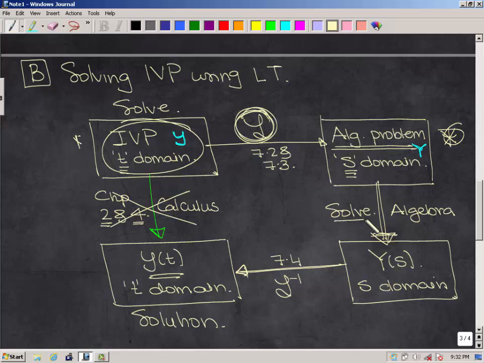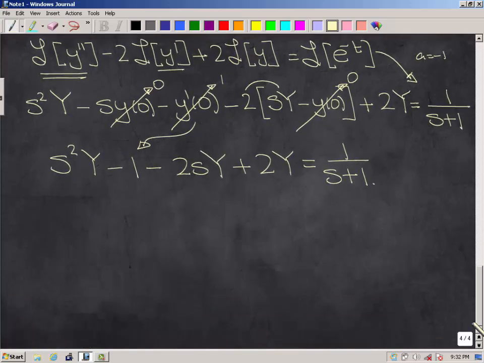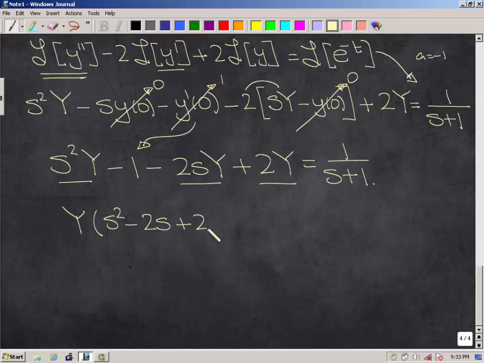What are we going to do? We're going to solve for big Y. That's all we need to do. We want big Y by itself. So anything that has a big Y in it, we want to isolate that and move everything else to one side. So let's do that. I get big Y times s squared minus 2s plus 2 is equal to 1 over s plus 1 plus 1. I move this 1 to the opposite side.